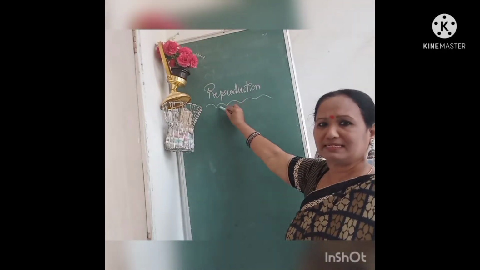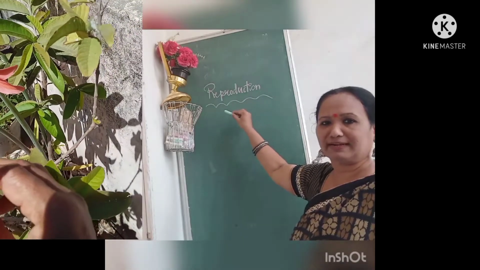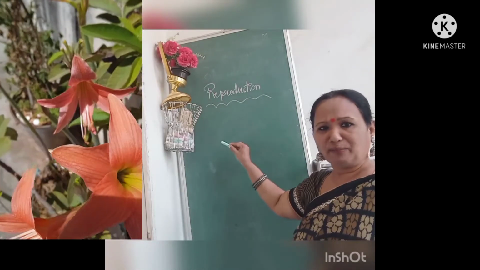The capacity to reproduce is one of the most important characteristics of living beings. Reproduction is a process of producing offspring, aimed at preserving the individual species. This process is known as self-perpetuation.